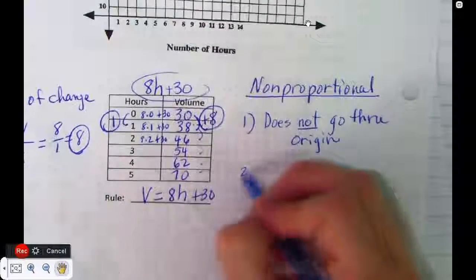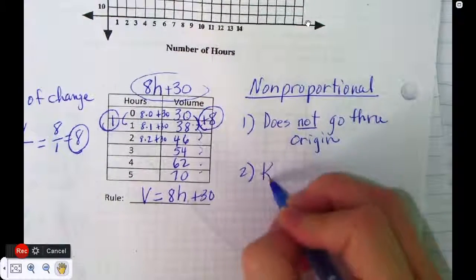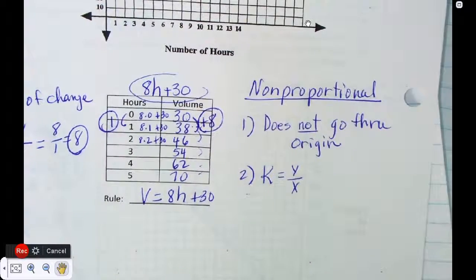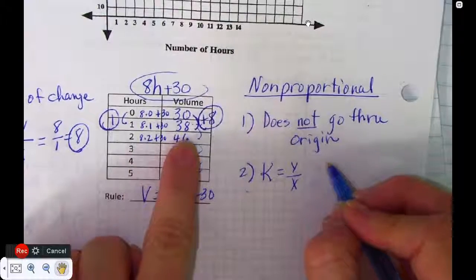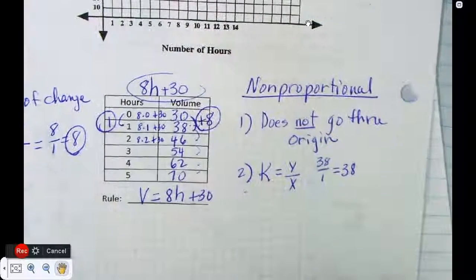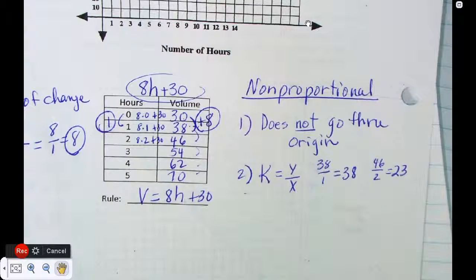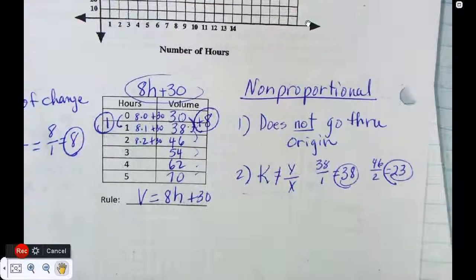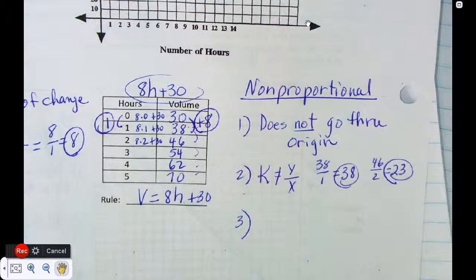So let's come over here and look. What's the second reason that it's not proportional? No, we've already said that, didn't we? Look at k equals y over x. Let's take a y. We can't divide by 0, so that's out. 38 divided by 1 is 38. And then let's take 46 and divide by 2. That's 23. Does 38 and 23 equal? So there's no constant of proportionality. You can't divide the y by the x and get a constant. It's not going to be the same.